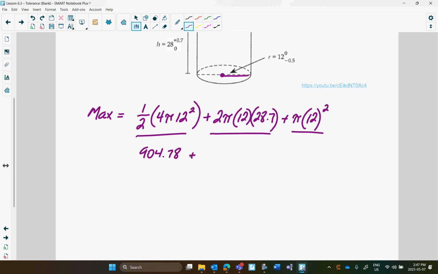The next one, 2 times pi times 12 times 28.7 should give me 2,163.93. Remember, I'm using the pi key, not 3.14. And then this one, you got to go 12 squared and times it by pi. So this one you should get 452.39. At least those are the numbers that I got.